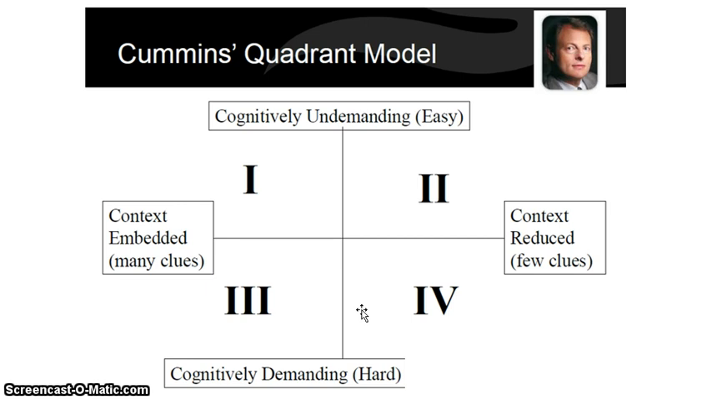Now, the difference is that here we're going to give a lot of context clues. We are going to embed our task, whether they're easy or a little bit more cognitively demanding, in a lot of context, a lot of clues. But over here, even though I have some easy tasks and some hard tasks, the context is going to be reduced for one reason or another. Let's talk about some specific examples and that'll help.